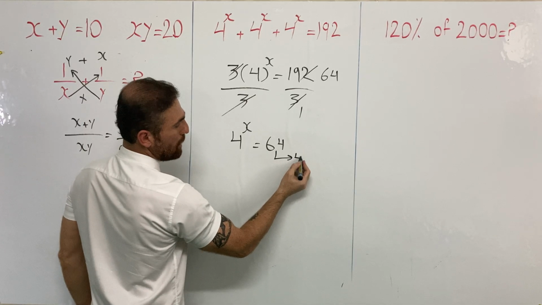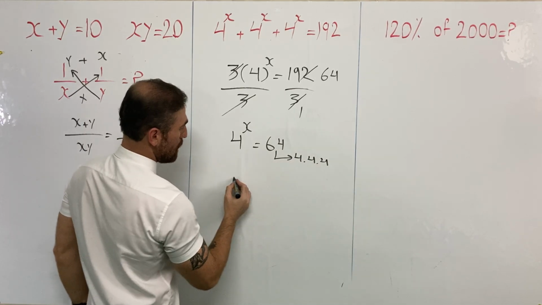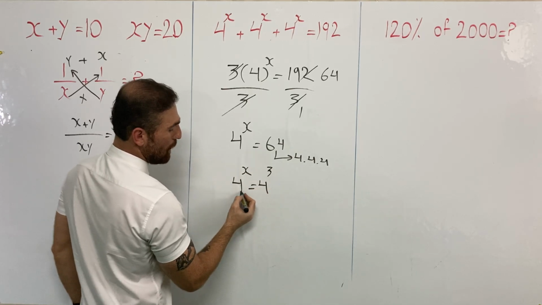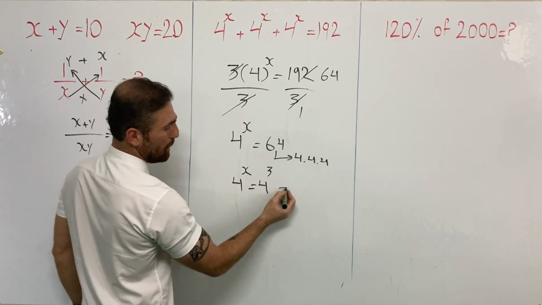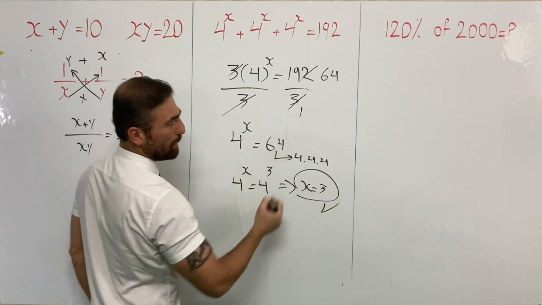64 can be written as 4 times 4 times 4, which means 4 to the power of 3. So 4 to the power of x equals 4 to the power of 3. Same base, exponent must be same. So x is gonna be 3. And this is the correct answer.